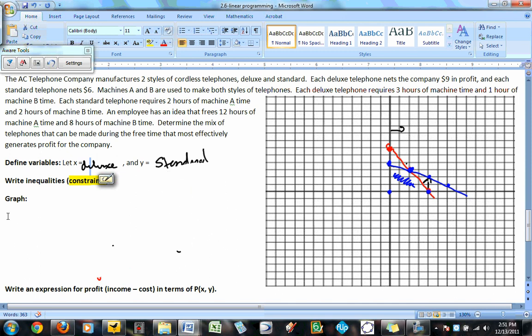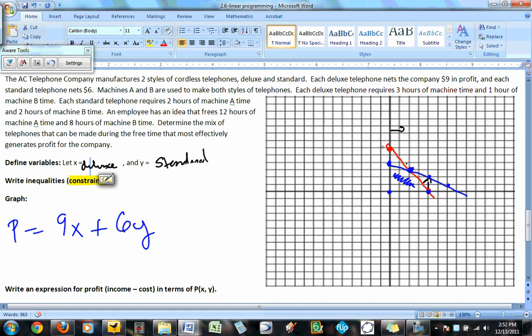All right. Now let's go ahead and write our profit function. Write an expression for income. Our expression for income says if the company nets $9 in profit for each deluxe, so deluxes are x, so 9x, plus, and it nets $6 for each standard. So my profit function is 9x plus 6y.